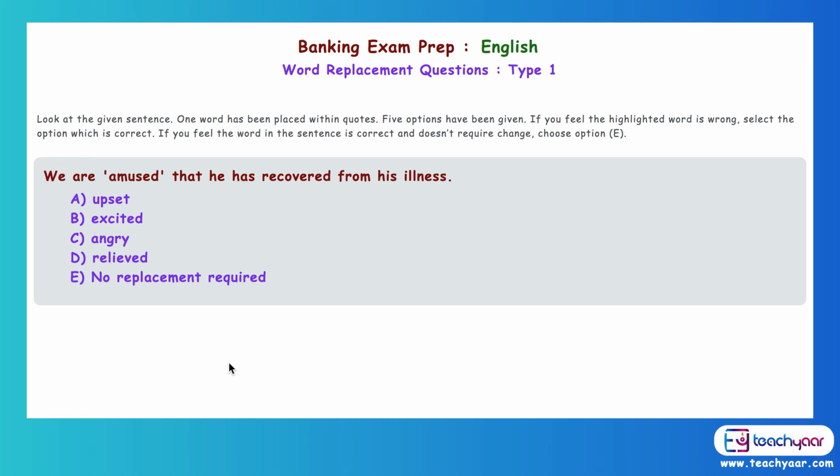It is not appropriate. So what happens? The last option E, no replacement required, you can delete that. You don't need it. That's not right. Now let us go from A. What is A? Upset. Now when somebody recovers from an illness, you are not upset. Upset is the wrong word.